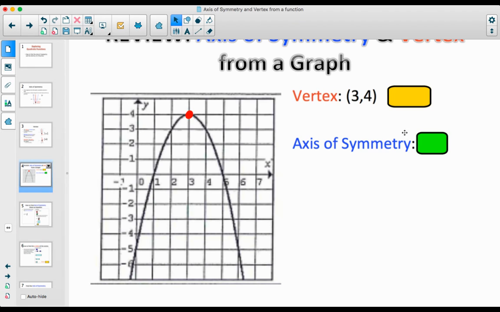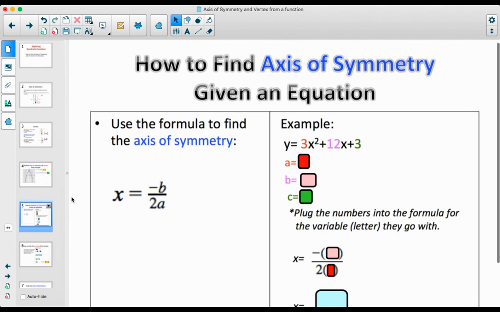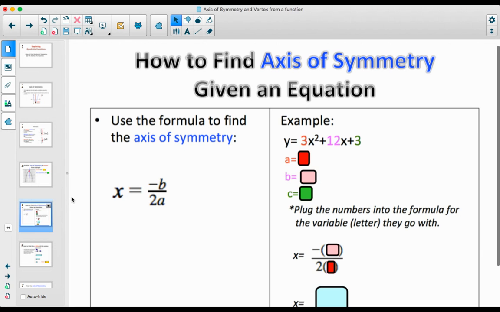Good. All right, and the axis of symmetry. Remember, the axis of symmetry is that invisible line that cuts the parabola right in half. So if I were to draw a line, this is our axis of symmetry in blue. And remember, the axis of symmetry is just going to be x equals some number. Your axis of symmetry goes right through the x-axis. So what number is our axis of symmetry going through on the x-axis? That would be x equals 3. Great. All right. Now let's move on to how to find the axis of symmetry given an equation.